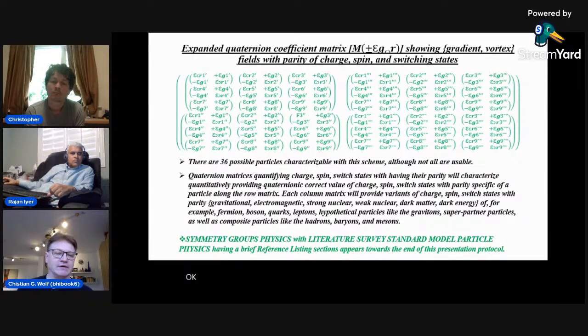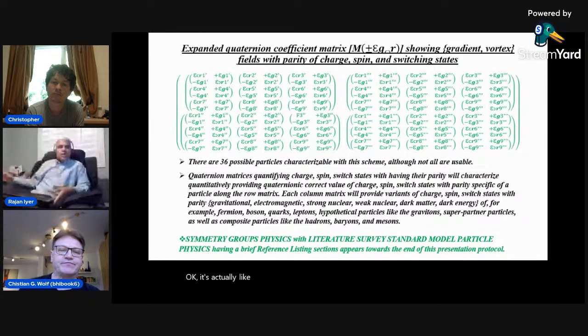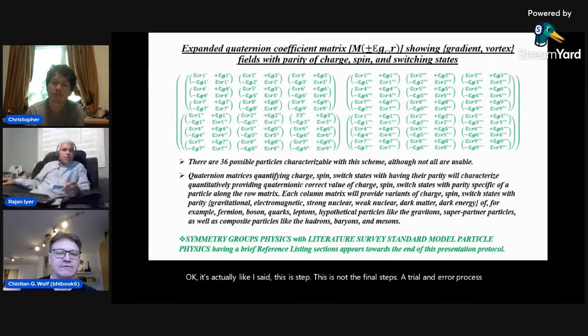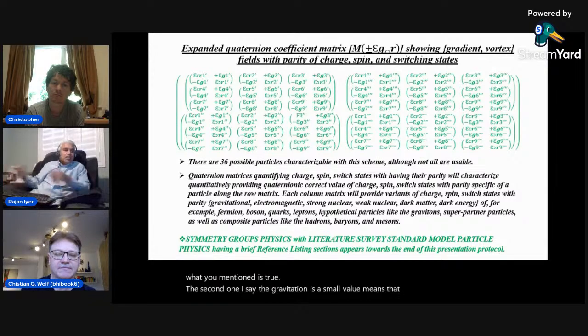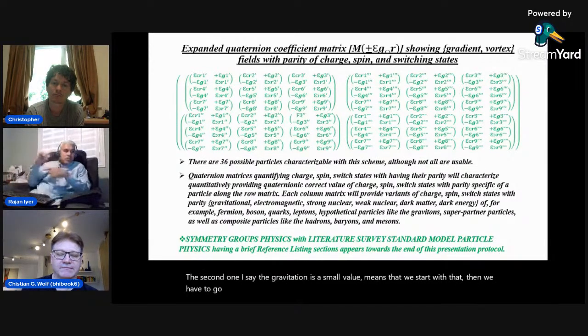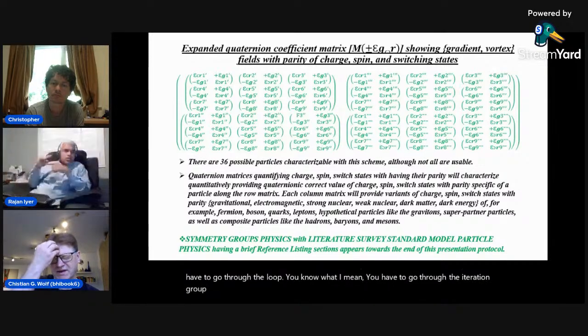Okay, excellent. Like I said, this is a step. This is not the final step. It's a trial and error process. So what you mentioned is true. When I say the gravitation is a small value, it means that we start with that. Then we have to go through the loop, the iteration. You know what I mean? I don't understand what you mean.